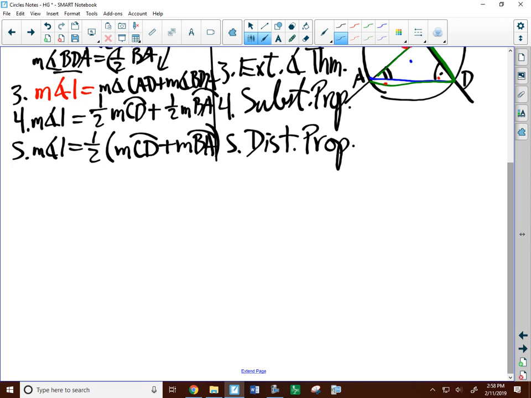Okay, nice little proof there. There's going to be a second theorem I'm not going to show, but that first one is, I think, the most commonly used one with these secants.